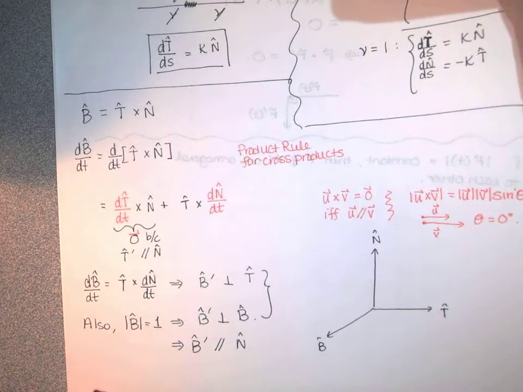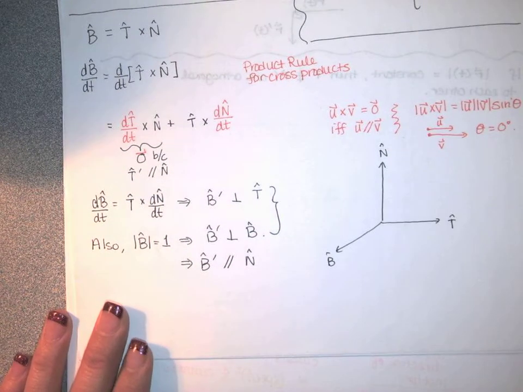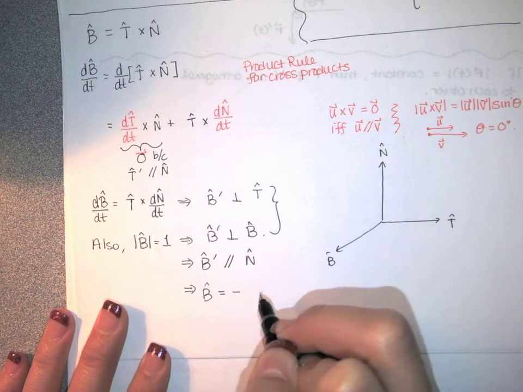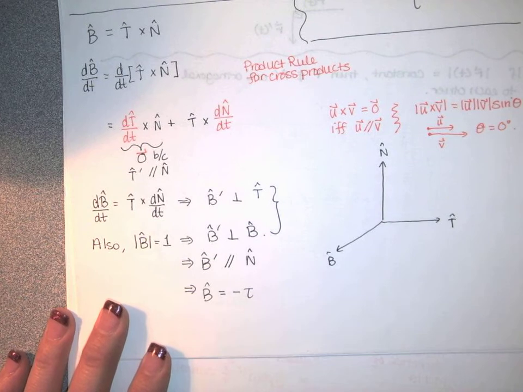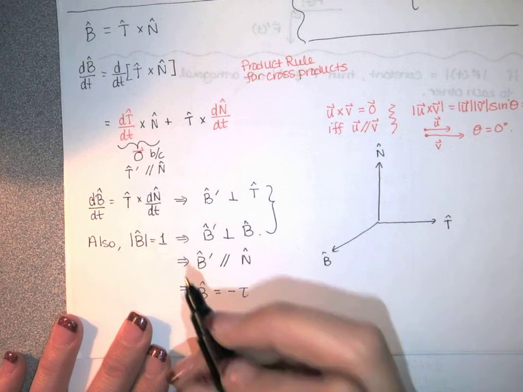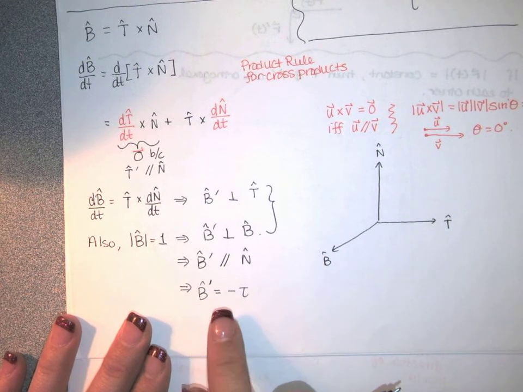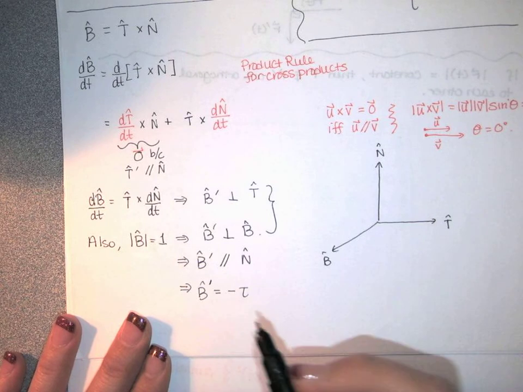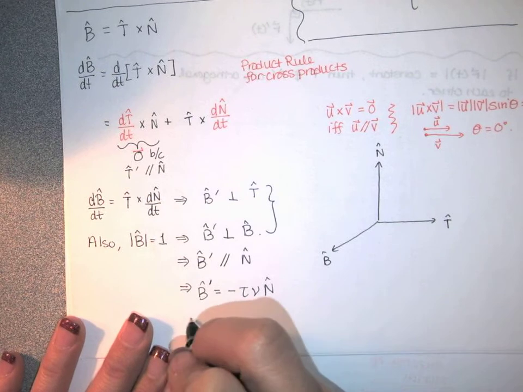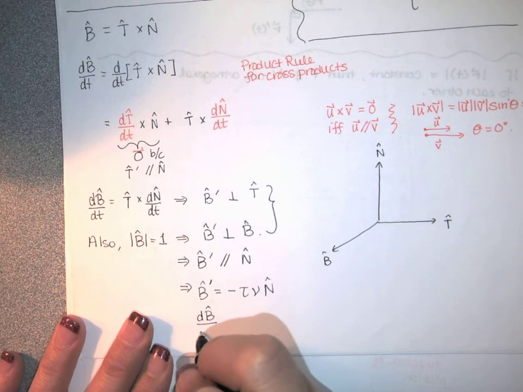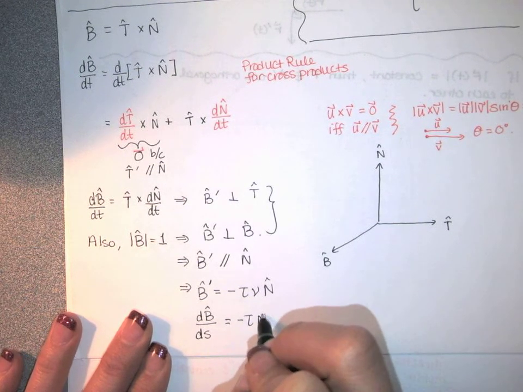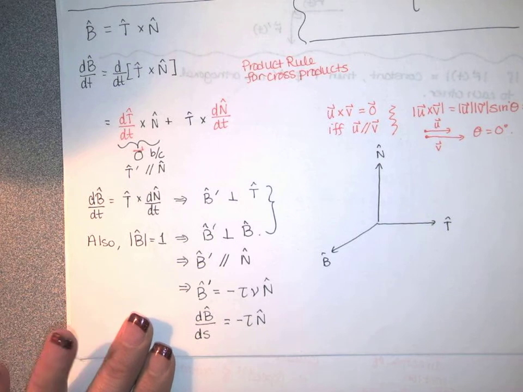And if it's parallel to n hat, that means the derivative of b hat must be some constant times n hat. And that constant, by convention, has a negative out front. I'm not sure of the history. I'm not really sure where that negative comes from. But this derivative of b hat turns out to be this constant. And because this is derivative with respect to time, we're going to have an extra speed factor times n hat. Or if I get rid of the speed factor, the derivative of b hat with respect to arc length is negative torsion, or negative tau times n hat. That negative is there just because of convention.